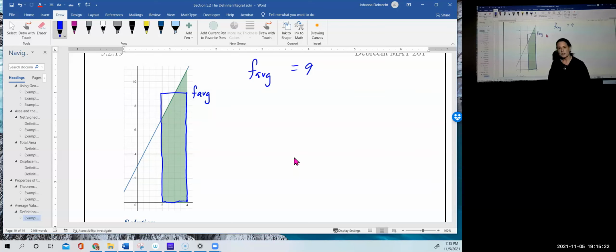And finally, we've discovered that the average value can be found by taking the value of the definite integral and dividing it by the width of the interval. That would give you the height of a rectangle with the same area under it as is between the curve and the x-axis.